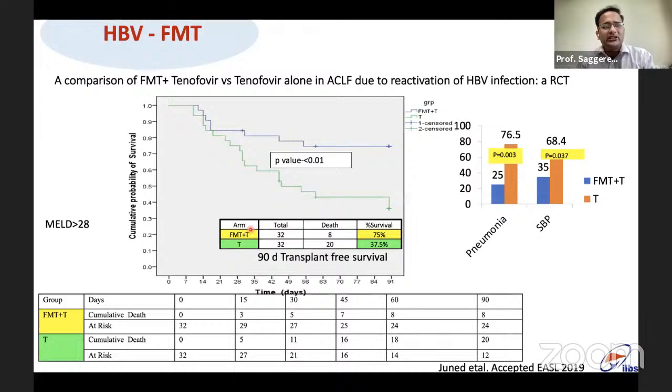And the third trial, this was done at our place. Our group, we included the sicker group of hepatitis B, HBV reactivation, the mean MELD was 28. And we did FMT daily for 7 days along with tenofovir versus tenofovir alone, 32 patients in each limb. The 90-day transplant-free survival in this group of HBV reactivation ACLF was significantly different, 75% versus 37.5% transplant-free survival. Along with that, there was lesser incidence of infections, SBP and pneumonia in patients who received FMT compared to those who did not.